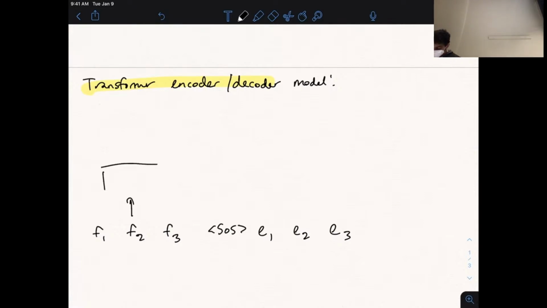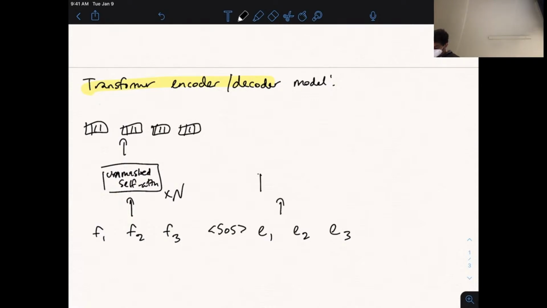So again, here we're going to use unmasked self-attention, xn. We're going to get these vectors as output. And then on the decoder side, we're going to use masked self-attention followed by cross-attention.